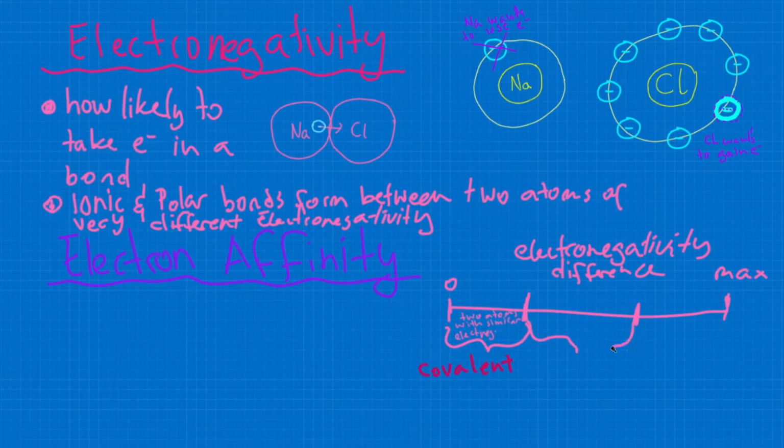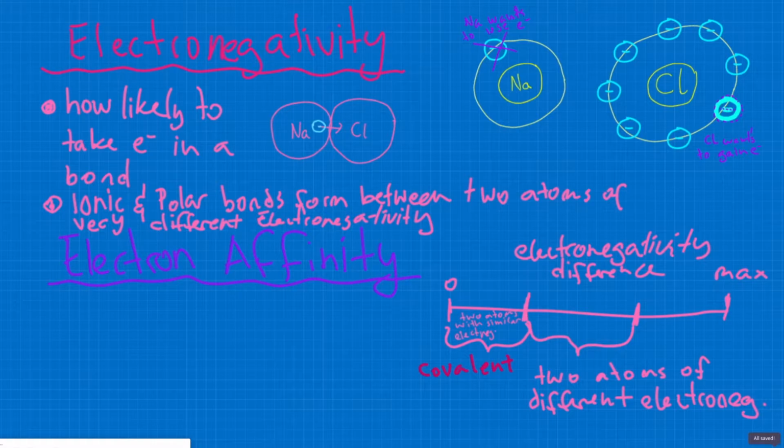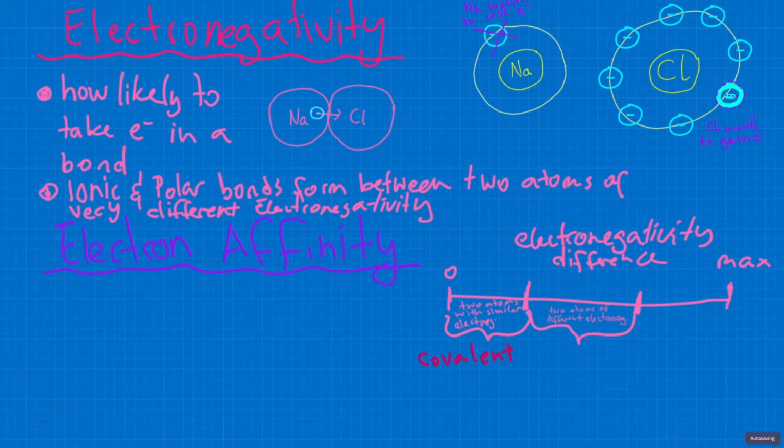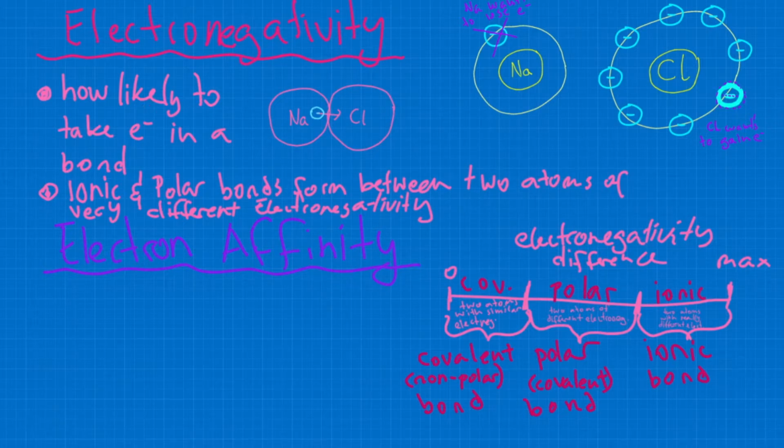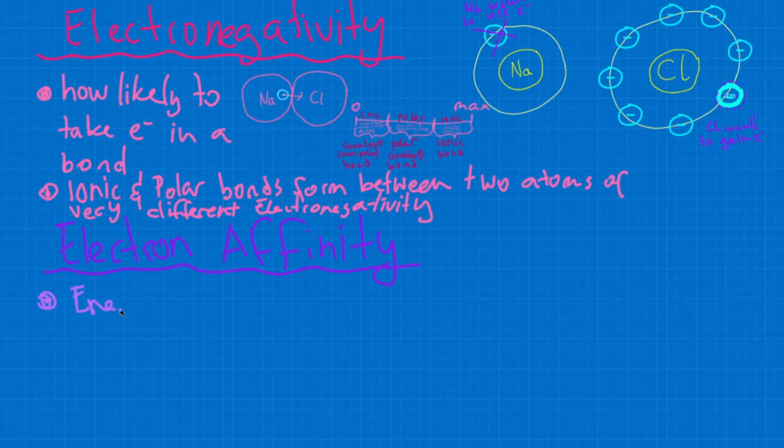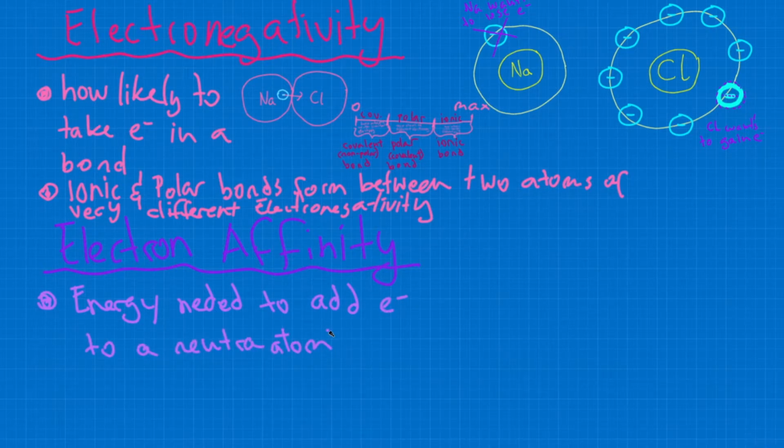Now, if they have a slightly bigger difference in electronegativity, then the two atoms are going to form a polar bond because one of them is going to be more likely to have the electron. Now, if they have a drastically different electronegativity between each other, the bond is going to be ionic because the electron is going to get transferred completely. Electronegativity is very often confused with the term electron affinity. The difference here is that electronegativity tells you how much it wants an electron, and electron affinity tells us how much energy is needed to give it an electron.